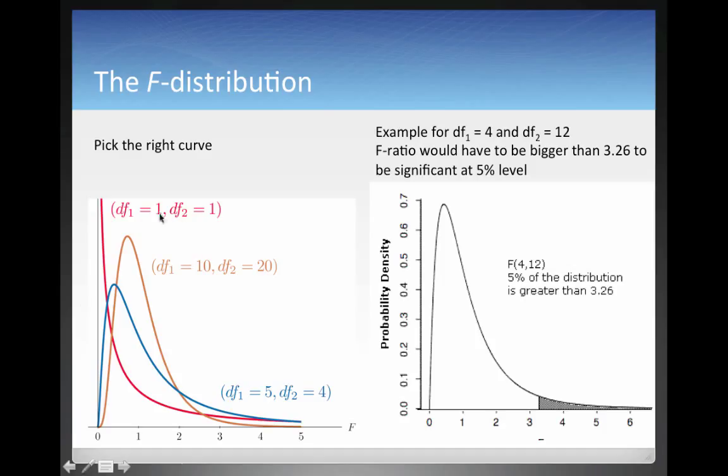So you can see here some other examples, right, where each of the combinations has a different F curve, different F distribution.